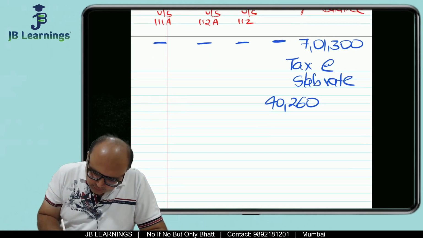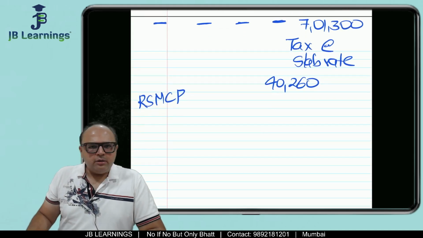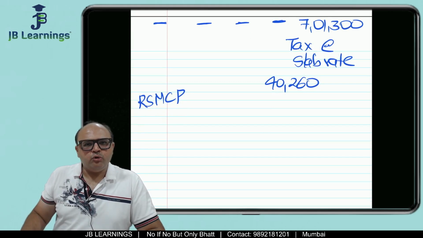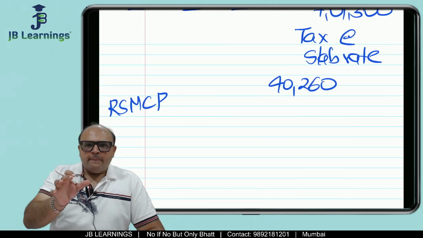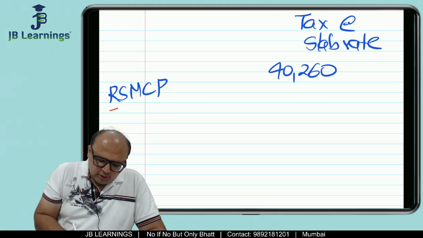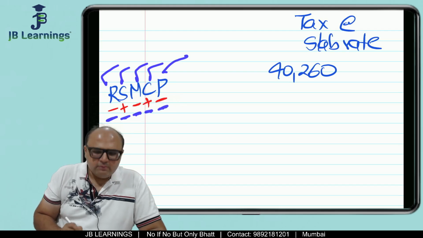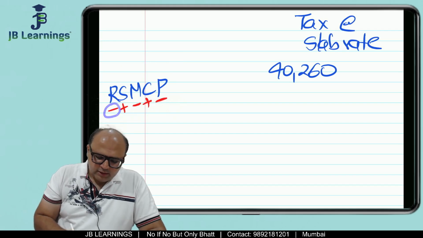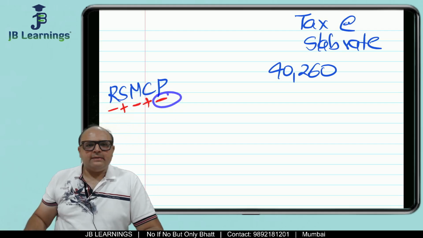Now from this 40,260, now we do Rohit Sharma, my classic player. For students who are directly watching this lecture for the first time and who don't know what is Rohit Sharma, my classic player, basically this is my code word to remember the sequence in which we are supposed to do the calculation of rebate, surcharge and all. So rebate, surcharge, marginal relief, cess and prepaid taxes. Rohit Sharma, my classic player, minus plus minus plus minus. Rebate we minus, surcharge we add, marginal relief we minus, cess we add, prepaid taxes we less.